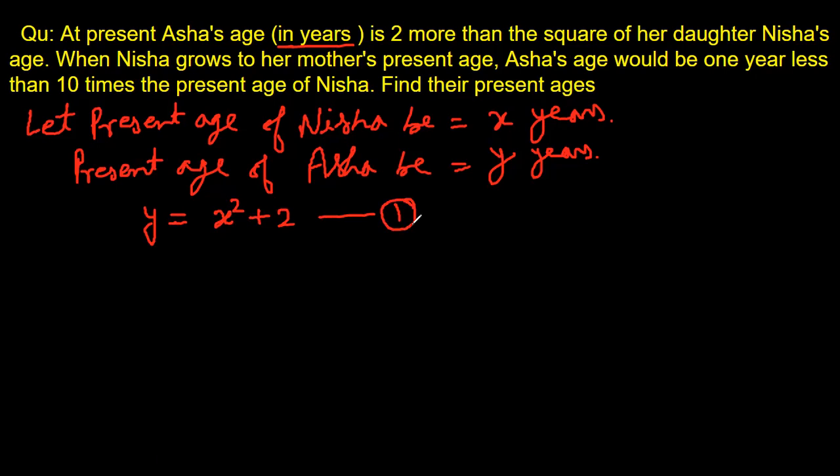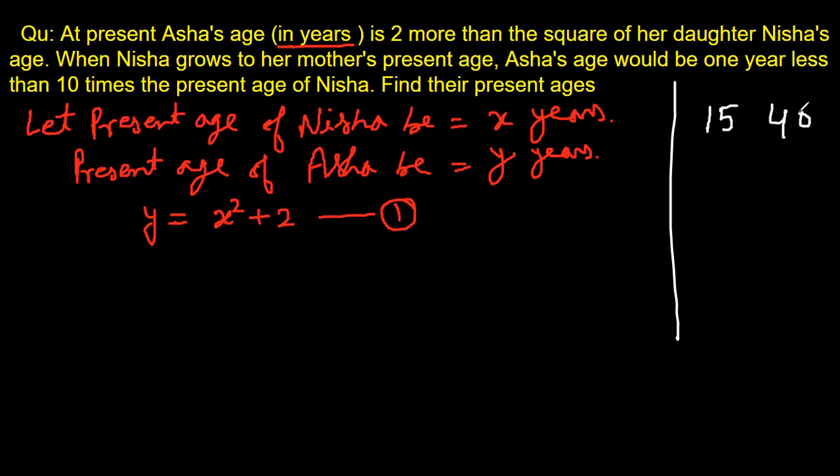For the second condition, we need to think a little bit because look at the wording. It's saying when Nisha grows to her mother's age. Can you tell me when will that happen? To understand the situation, we will take one example. Suppose Nisha is say 15 years and her mother, let's say 40 years.